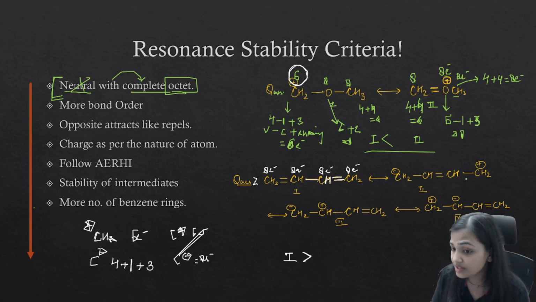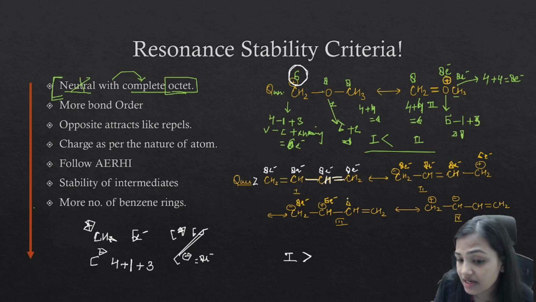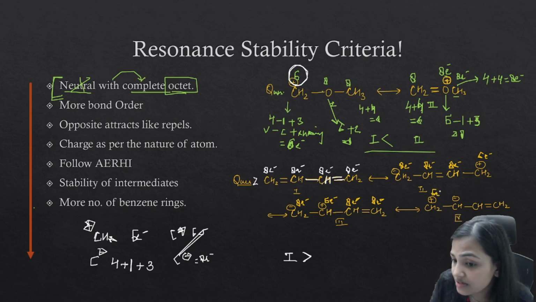So here what is happening, this is an 8 electron species, this is also 8 electron, this is also 8 electron, but here the carbon with a positive charge is a 6 electron species. Here also we will find that carbon with a negative charge is an 8 electron species, carbon with a positive charge is 6 electron, carbon neutral is an 8 electron species, and this carbon is also 8 electron. So here the octet is incomplete, here also the octet is incomplete. If you see this particular part, this is again a 6 electron species.